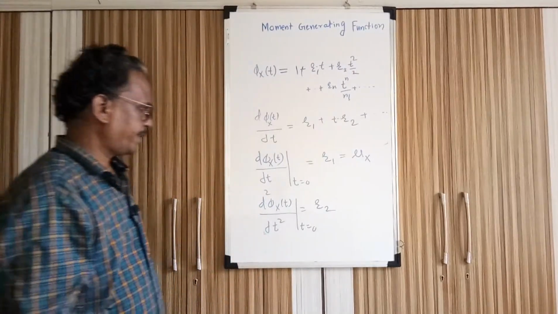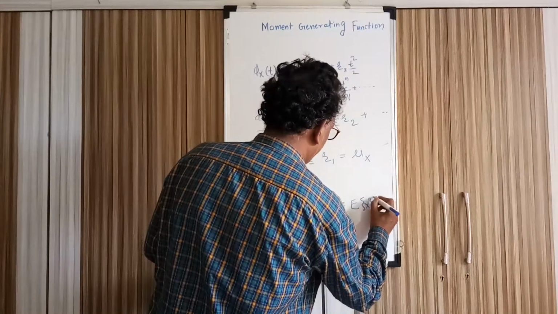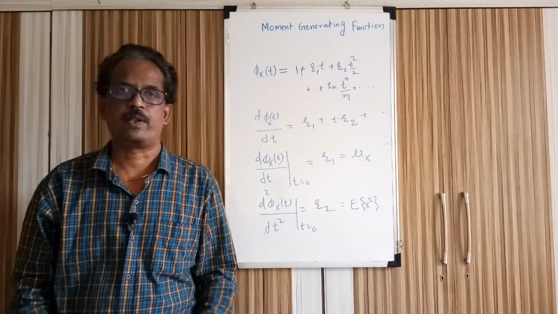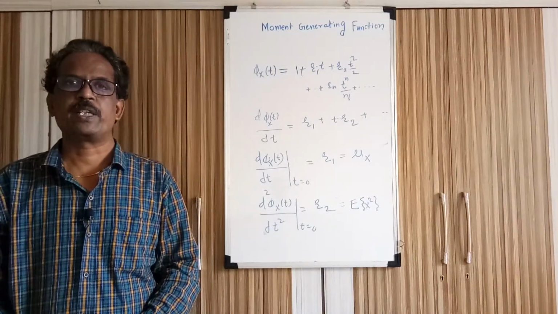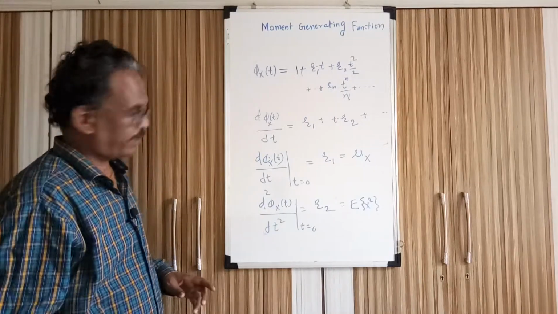So zeta 2 is the expected value of x square, so it gives me the average, the mean square value. It is the average of the square value, or the mean square value.